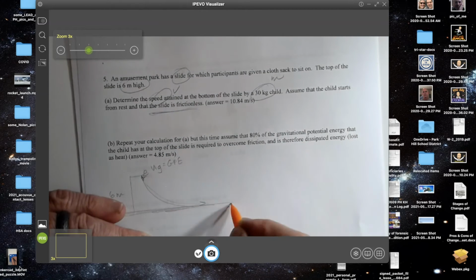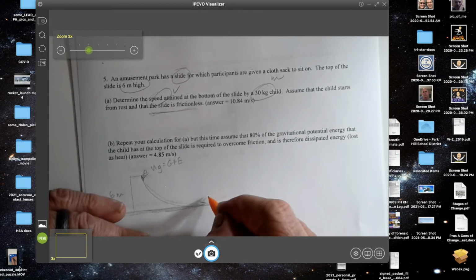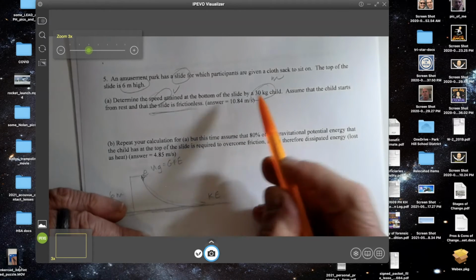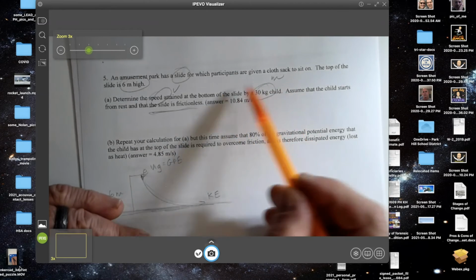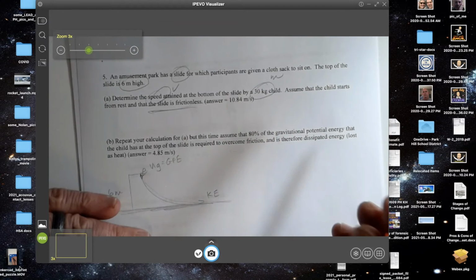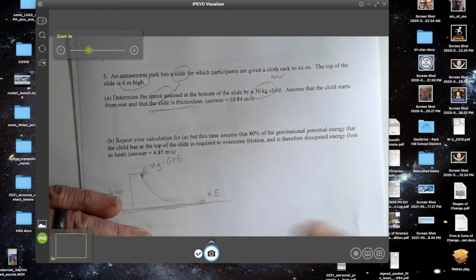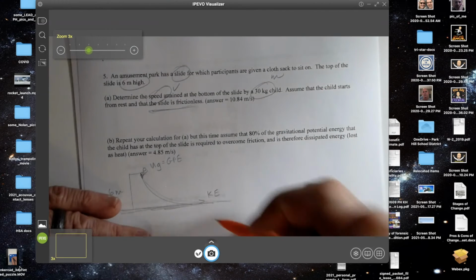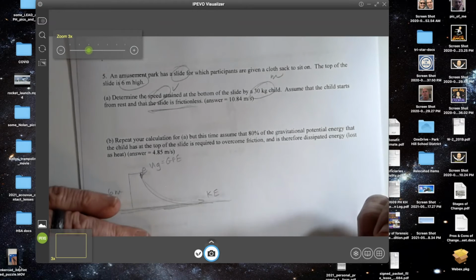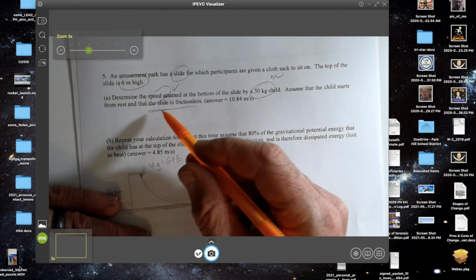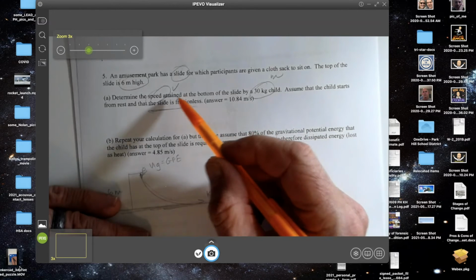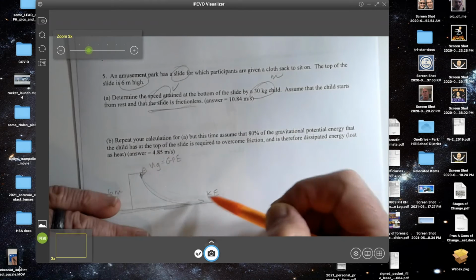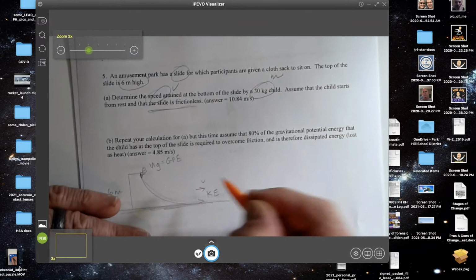At the baseline, at the ground, all the energy would be KE. In this case, we're ignoring any sort of friction that might exist on the slide. And so we'd like to get how fast the child's traveling at the bottom. So we'd like to get the velocity here.